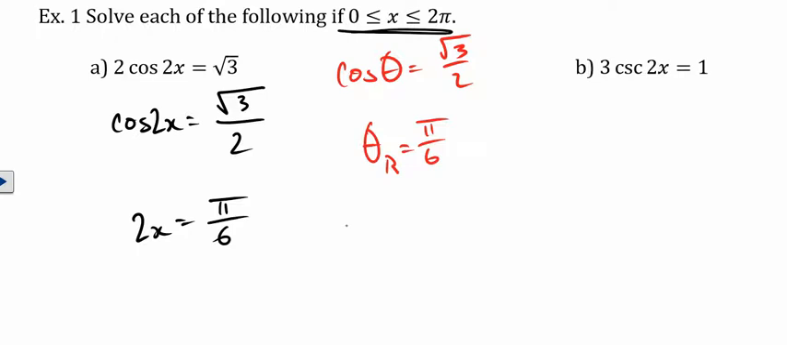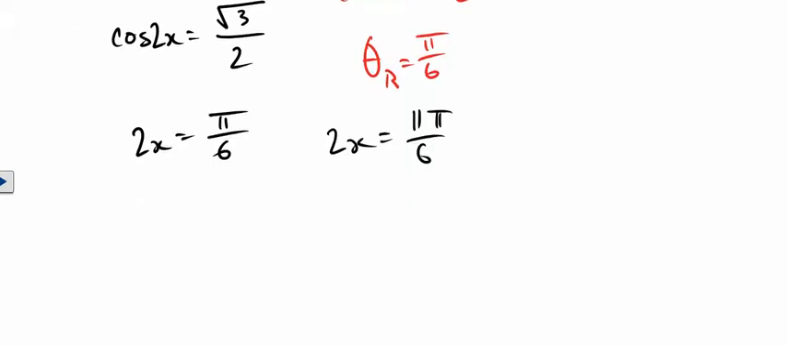Yeah. So this is the quadrant 1 angle. Cosine's also positive in quadrant 4. So 2x would also equal 11 pi by 6. Are we good with that? But we're not looking for 2x, we're looking for x. So this should be an easy idea. Divide both sides by 2. I get x equals pi over 12. X equals 11 pi over 12. Make sense?